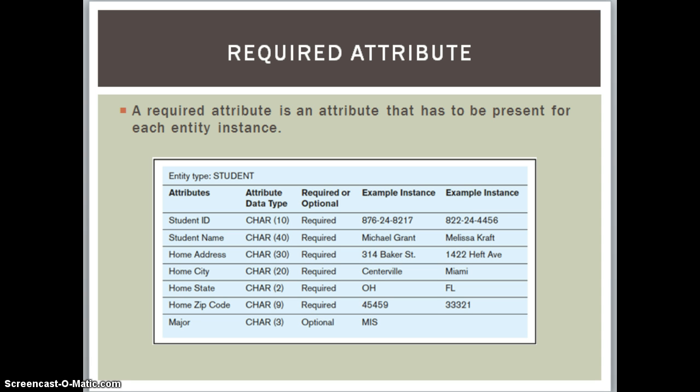A required attribute is an attribute that has to be present for each entity instance. When we look at the student entity type, student ID, student name, home address, home city, home state, home zip code are all required attributes. All of this information is necessary when identifying an entity instance in the student entity type.